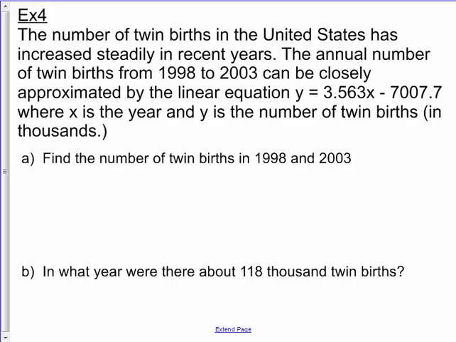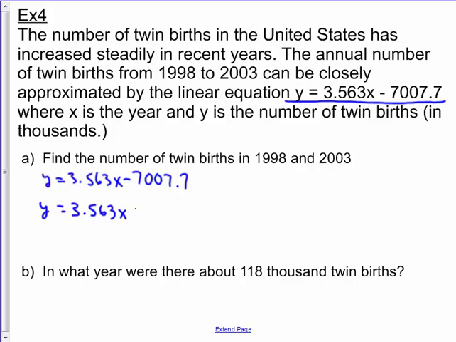In example 4, it says the number of twin births in the United States has increased steadily in recent years. The annual number of twin births from 1998 to 2003 can be closely approximated by the linear equation y equals 3.563x minus 7.007, where x is the year and y is the number of twin births in thousands. So in A, it says find the number of twin births in 1998. 1998 is my x, so I'm going to plug in 1998 for x.